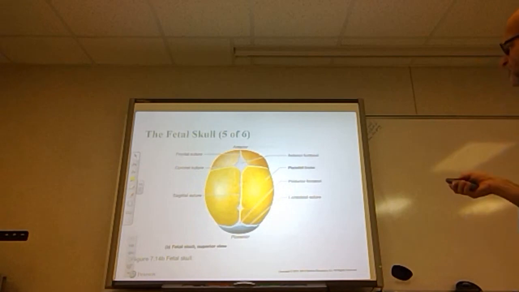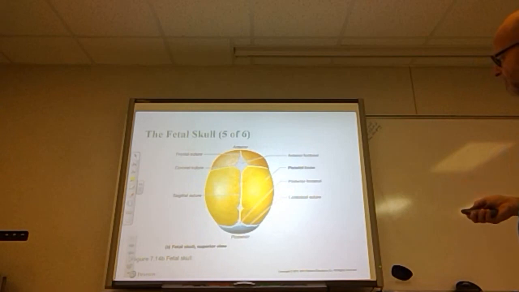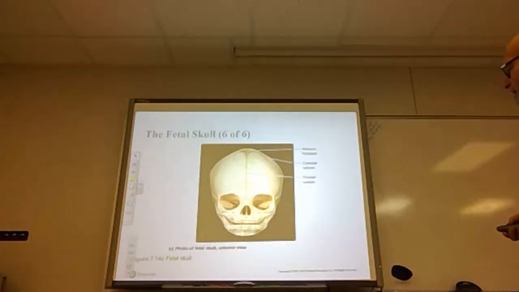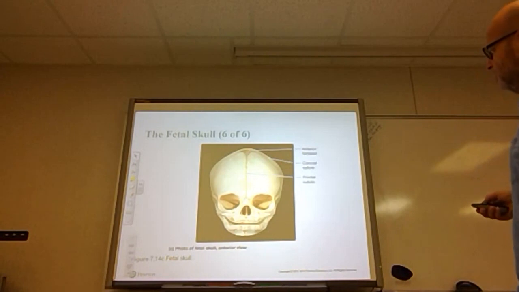Just a superior view of the skull. Again, there's the anterior one. That's the one that's most often seen and everybody knows about. Here's the lambdoid, or excuse me, the posterior fontanelle there. There is a fetal skull. Again, there's the anterior fontanelle showing the frontal suture.